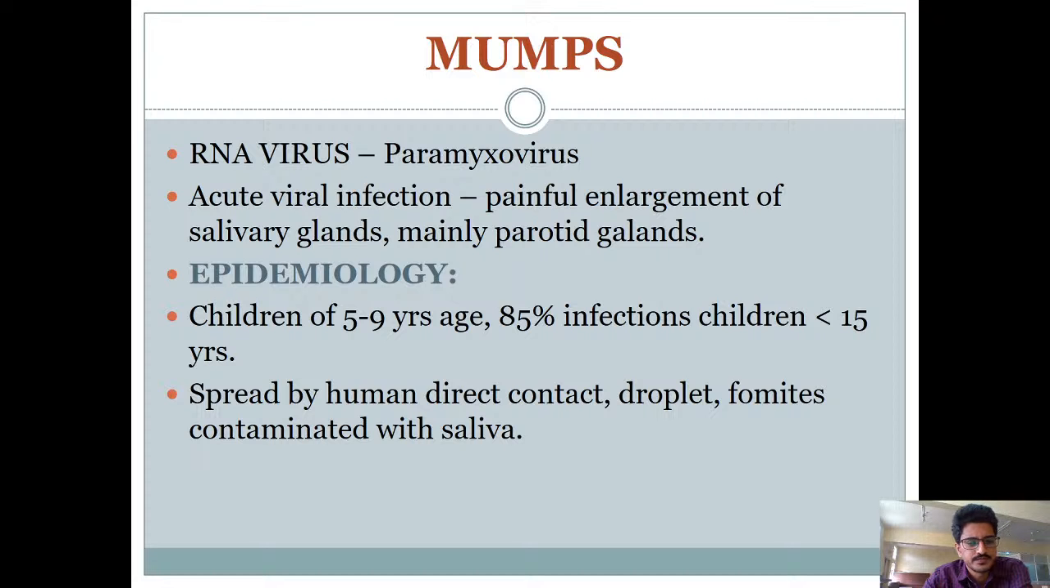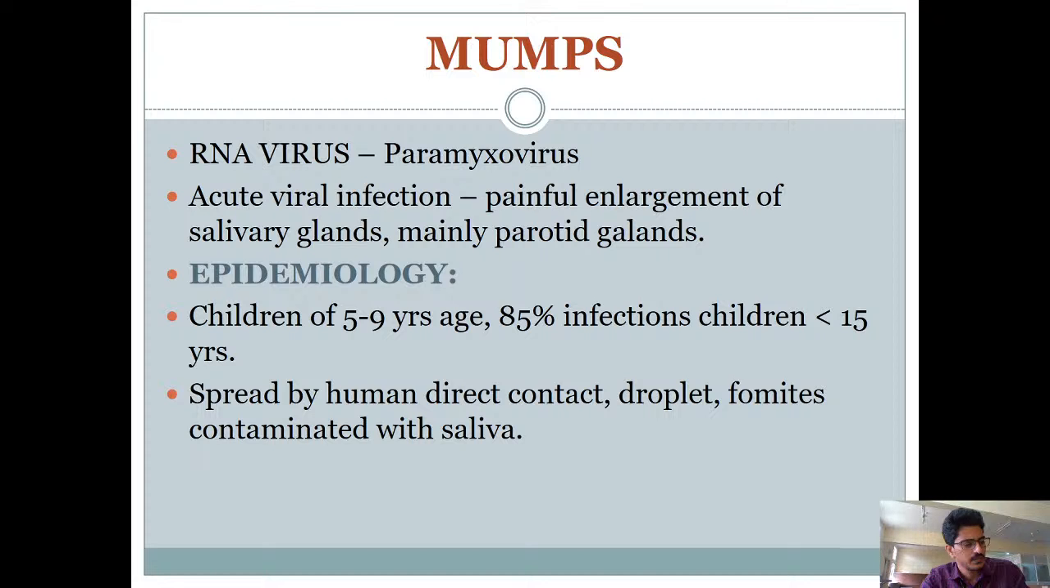Epidemiology. Most commonly it is a childhood disease. Children of 5 to 9 years of age, and 85% of infections occur in those less than 15 years. It spreads by direct human contact and droplets, and fomites contaminated with saliva.